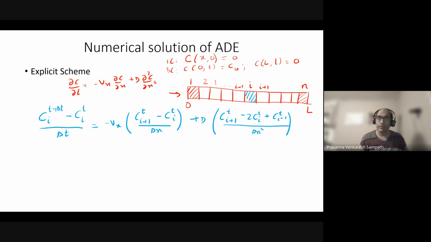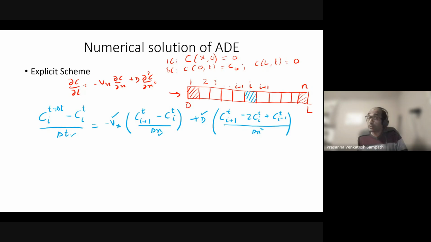Let us assume that Vx is known, B is known, delta x is known, delta t is known. Those fundamental parameters are all known. I have Ci at t plus delta t, Ci at t, Ci plus 1 at t, and Ci minus 1 at t. These four variables.